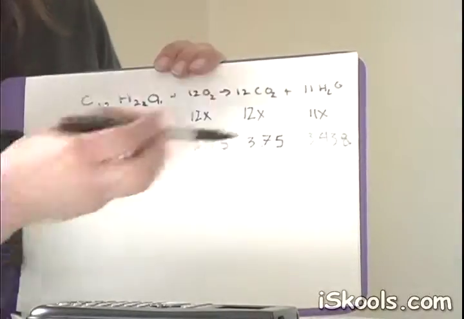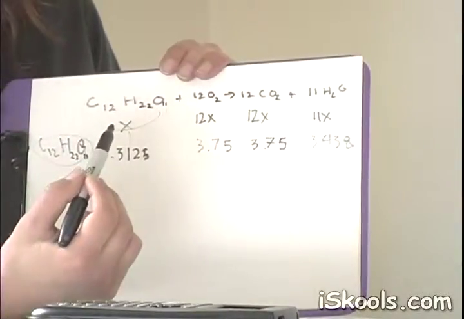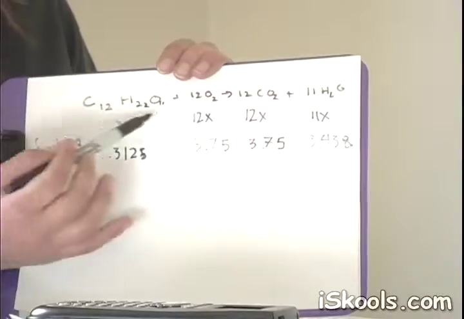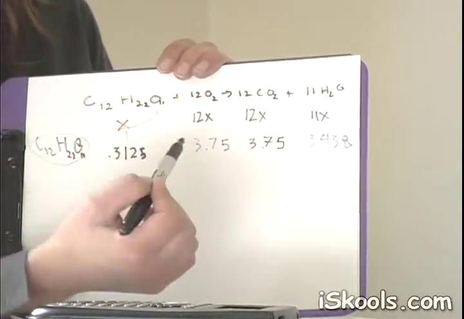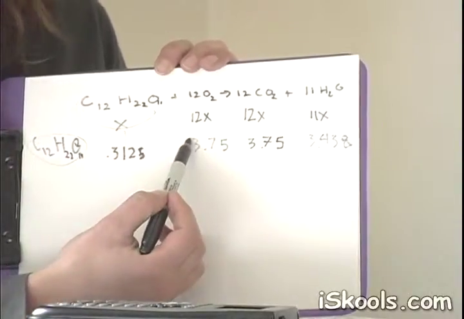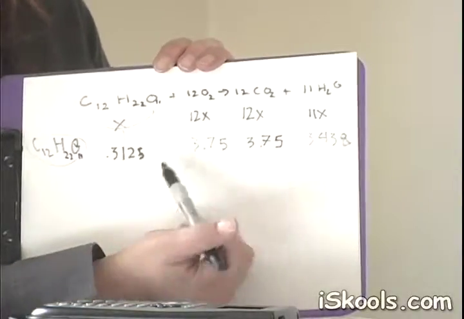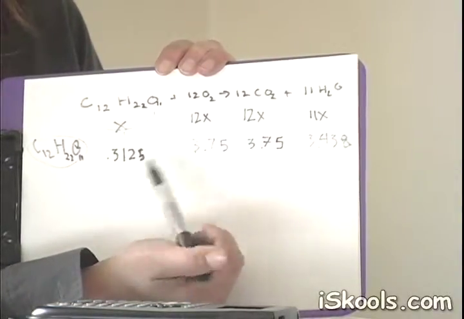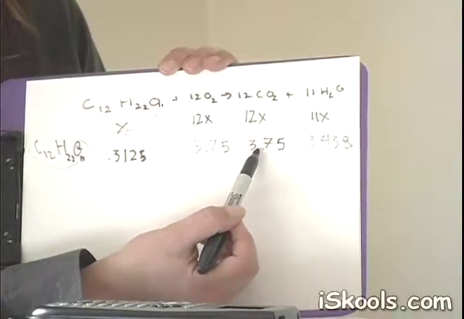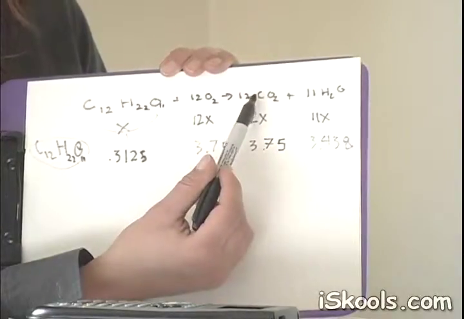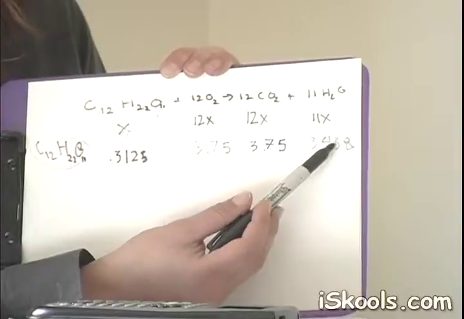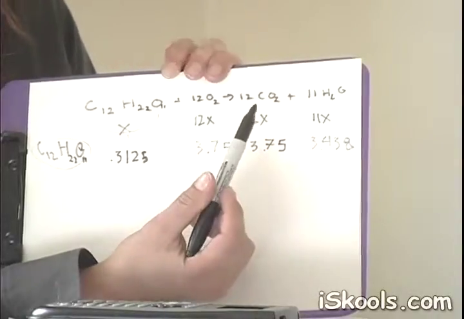So now I have taken the molar ratio given 10 grams of this substance, and I've determined how much oxygen I would need to completely react with that substance, and then how much product would be obtained. It would be 3.75 moles of carbon dioxide and 3.438 moles of water.